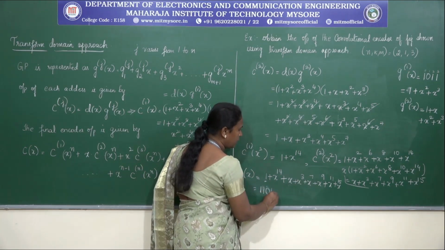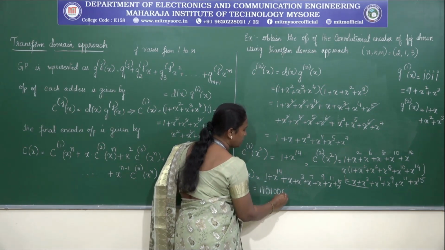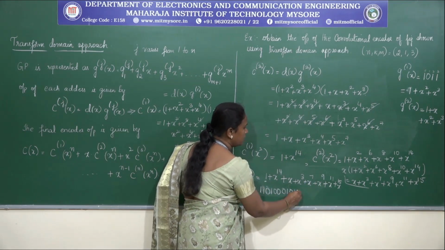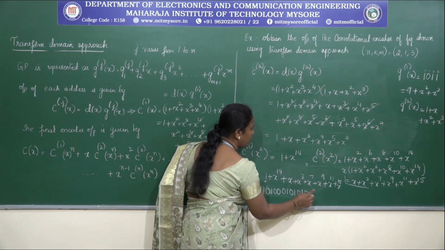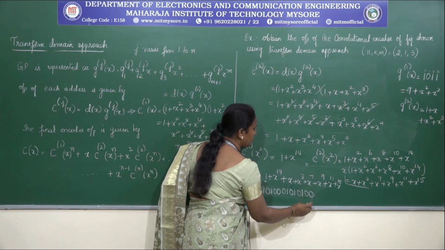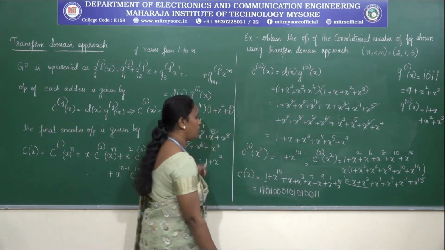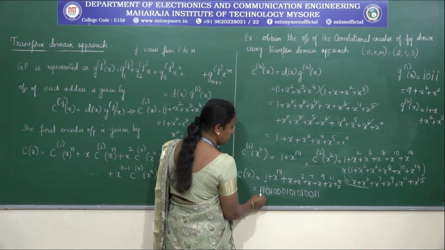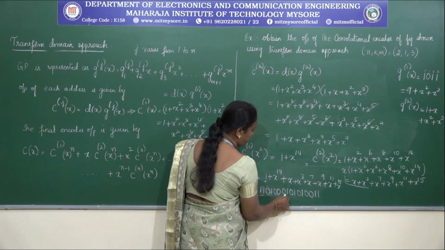x power 3 is there, x power 4, 5, 6, 7, 8, we have 9, 10 is 0, 11, so we have 12, 13, then we have 14 and 15. So how many bits we should have? So we have 16 bits. So they are paired together.